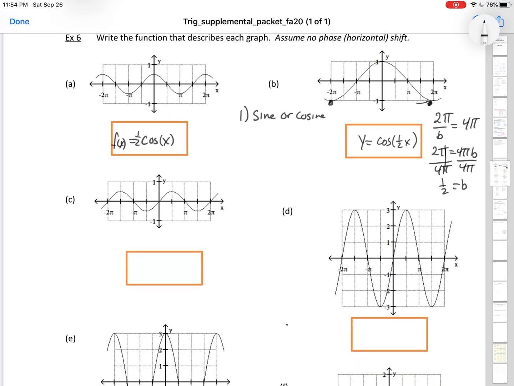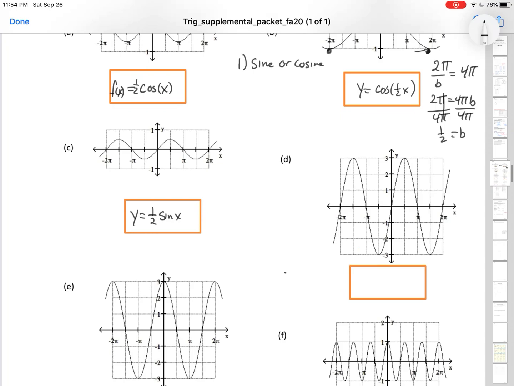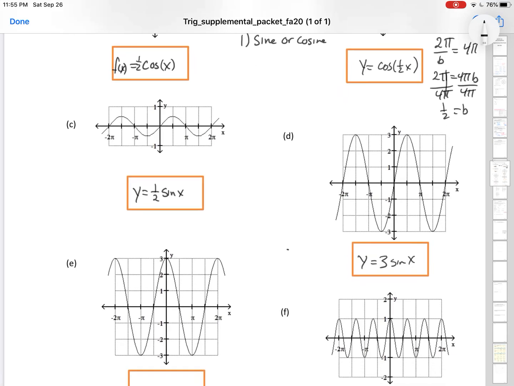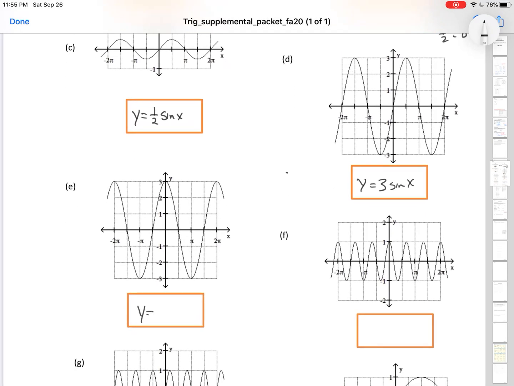Now this one's going through 0, 0, so this is a sine function. It's not going to 1, but it's going to 1/2, so there's been an amplitude adjustment. And the period does look like it's still 2 pi. If we go to D, that's a sine graph because it's going through 0, 0. Its amplitude is 3. And what's its period like? Its period's still 2 pi. And so we're done there. Now this has to be a cosine, and its amplitude is 3. Is its period still 2 pi? Yep, it does look like its period's still 2 pi. And so it's just a nice x in there.